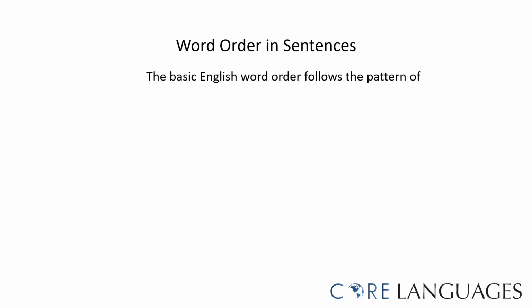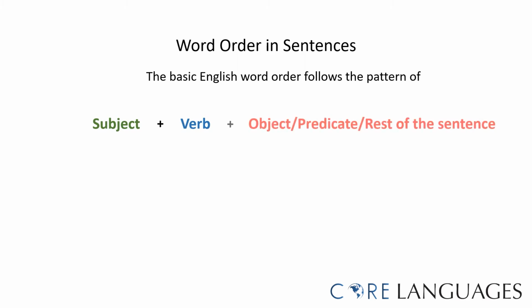To form a basic English sentence, we follow the word order of subject, verb, and object. But not every sentence needs to have an object. There are also sentences that just have a subject and a verb, or a subject, a verb, and a predicate, for example, a predicate adjective, or subject, verb, and the rest of the sentence. For example, he is a boy.